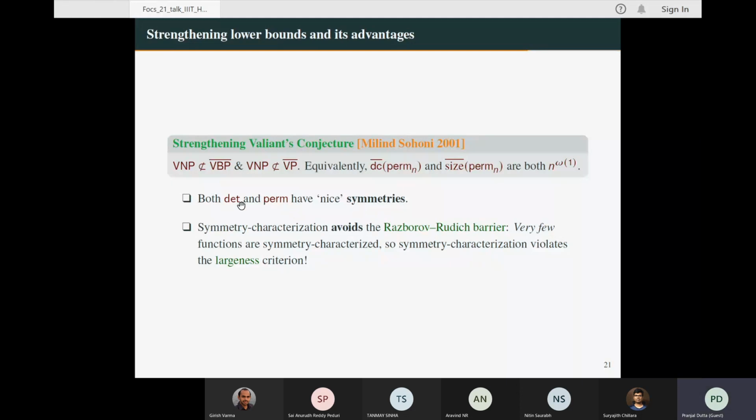But here the interesting point is that determinant and permanent have nice symmetries, and very few functions can be characterized by symmetry. Given some properties, we want to uniquely determine whether this is determinant or permanent, and they have nice symmetries. Few functions can be uniquely determined by the symmetry. So symmetry is not really a natural property. That means it sort of avoids this barrier.